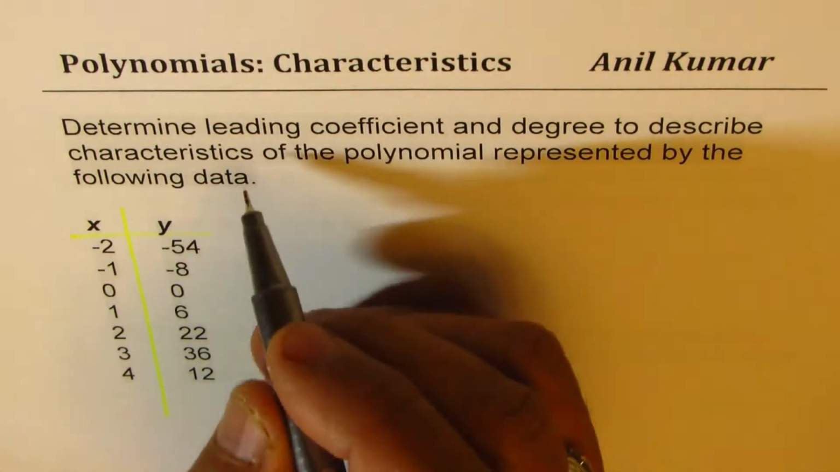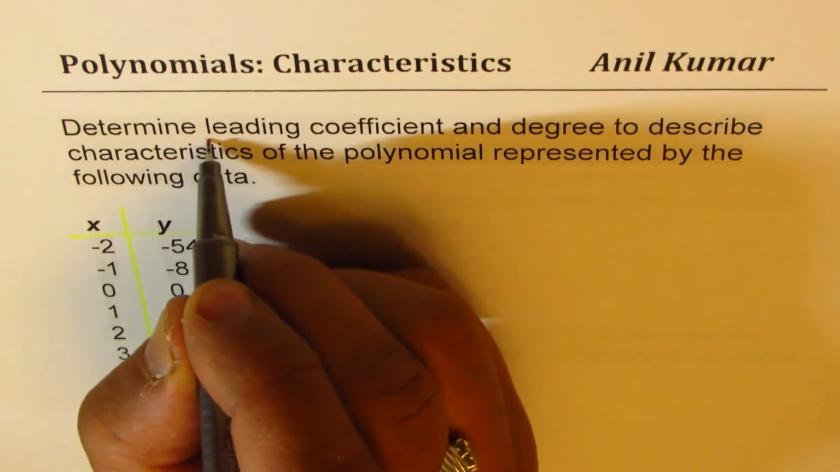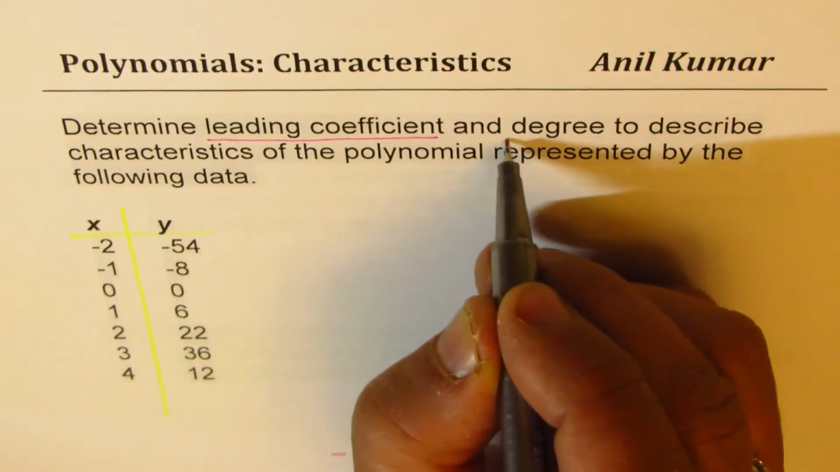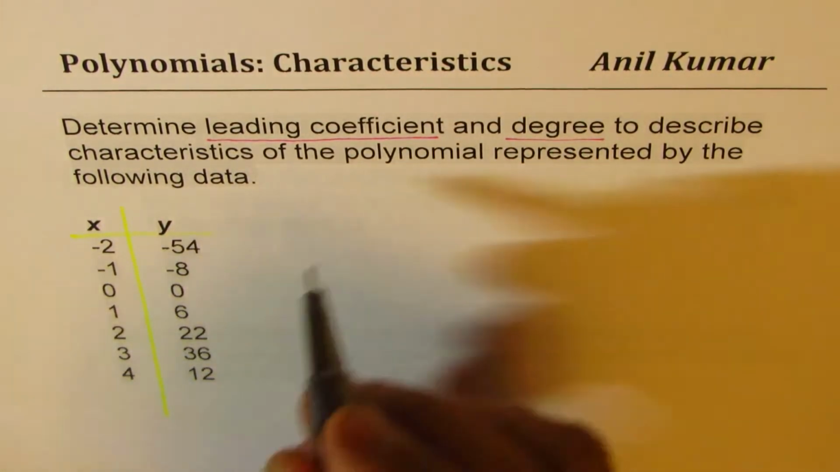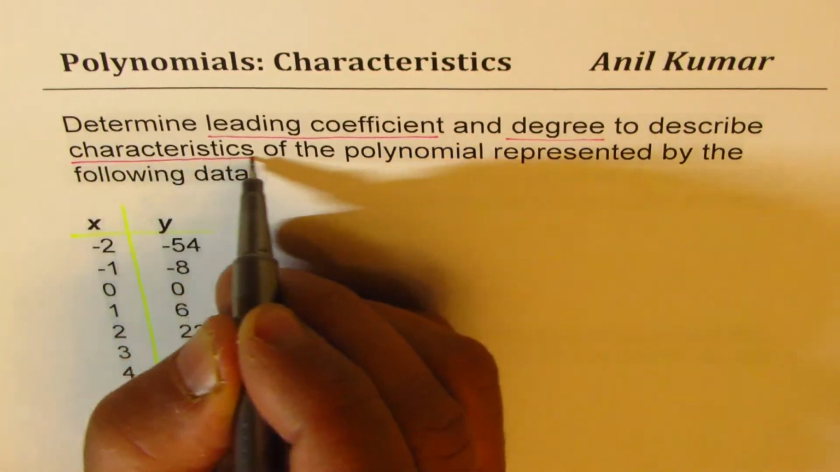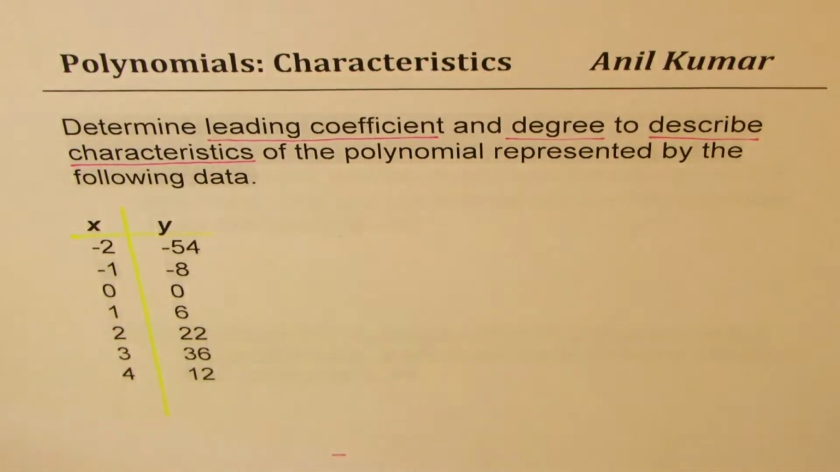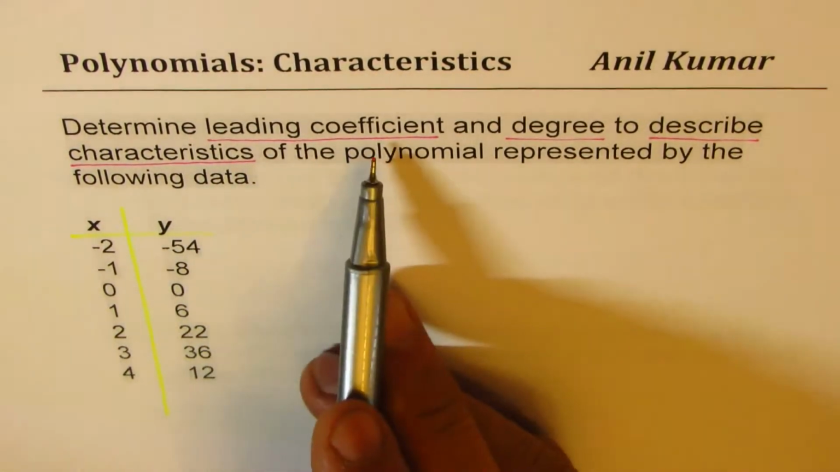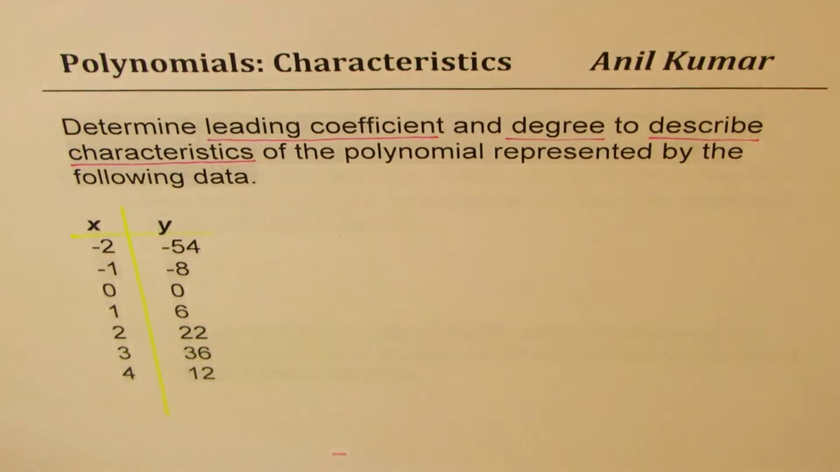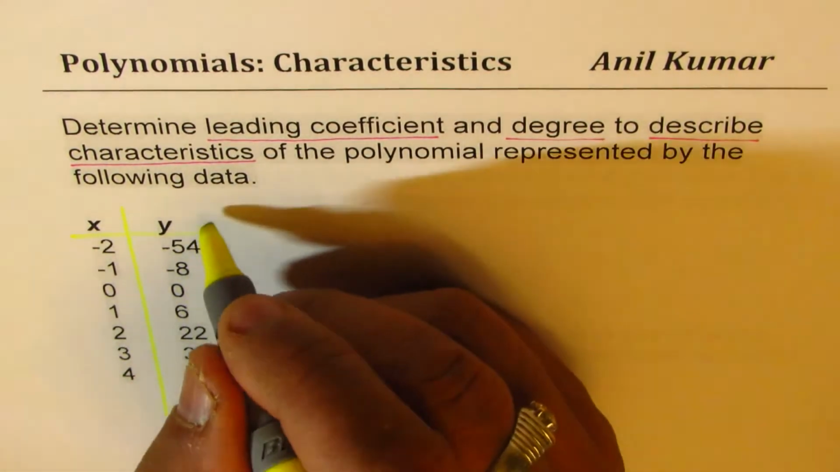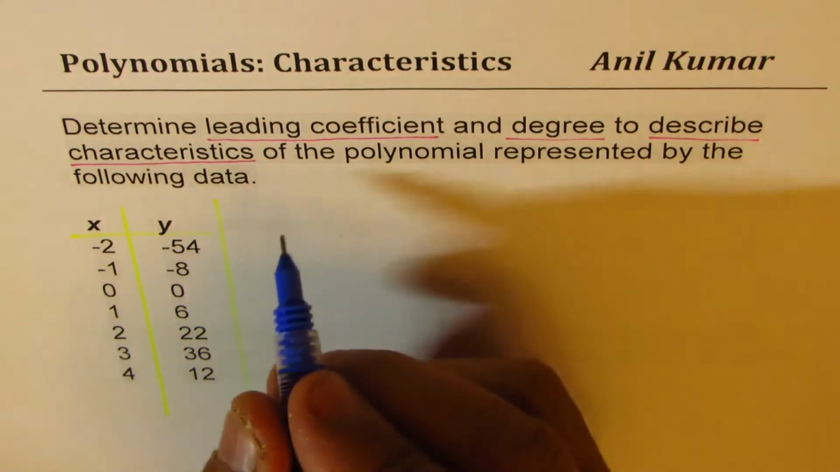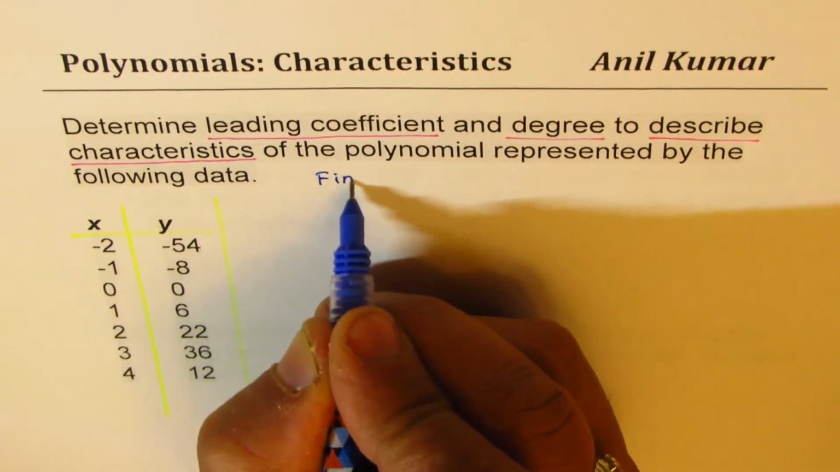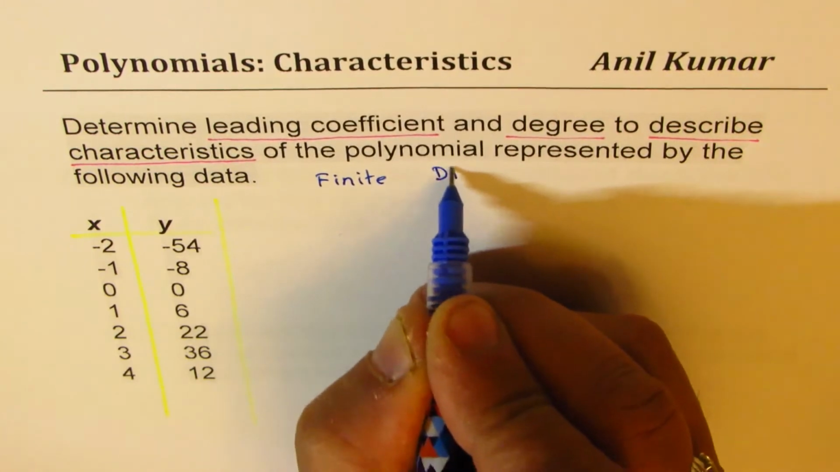What do we need to find? We need to find leading coefficient and degree. These two things. Once we find these two things, then we are going to describe the characteristics. These are the keywords to be done. Now how do you find leading coefficient from data like this? That may be difficult at times. So the solution to this lies in finite difference. So what we will do here is that we'll find finite difference.